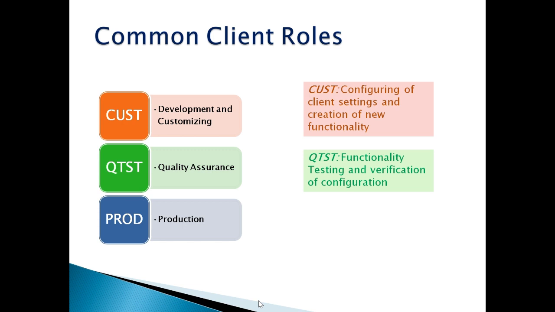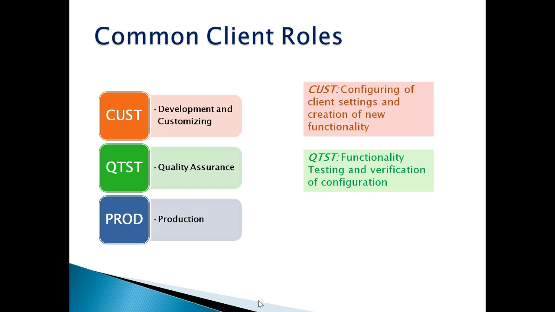Quality client is a client where we do all functional testing, whether the business process is working fine or not, or whether all the configuration that is set up in the custom client is working as expected or not. So all this functionality testing or validation of configuration which is already configured in the custom client is done in the quality client. So how does the configuration move from the custom to the quality client? It is through TR.